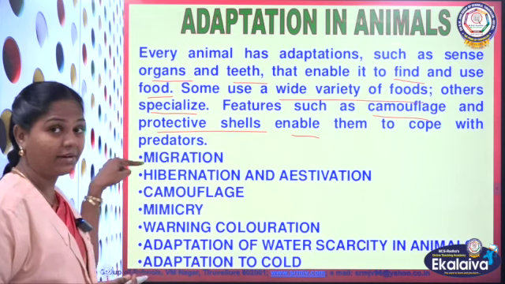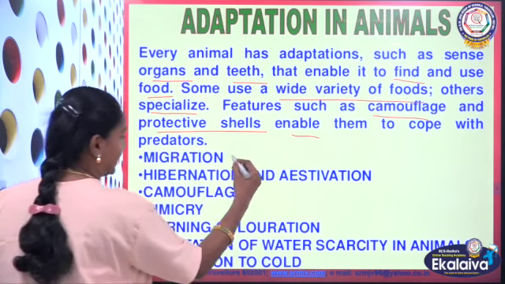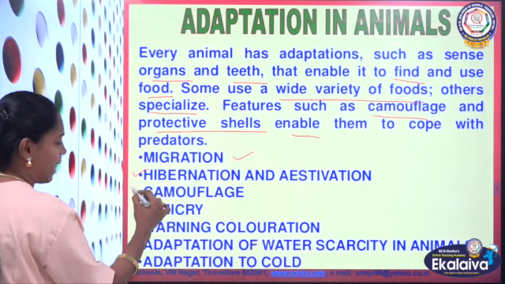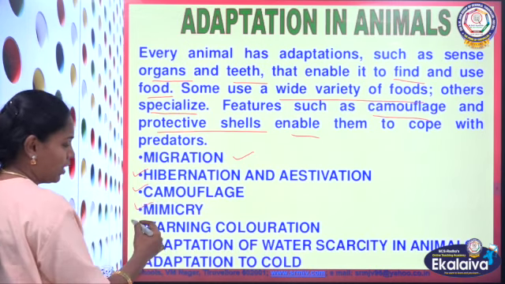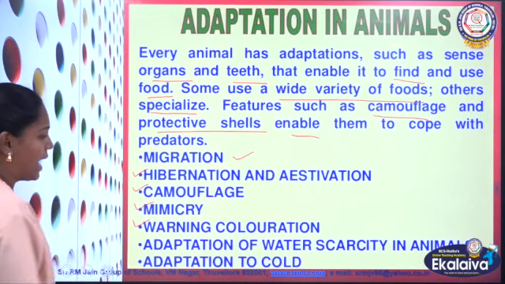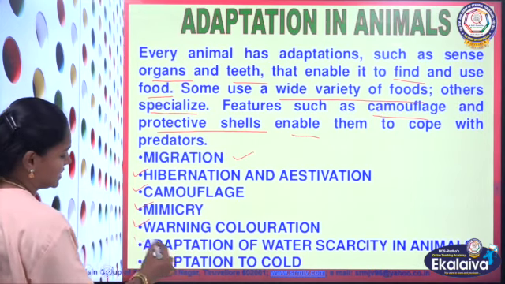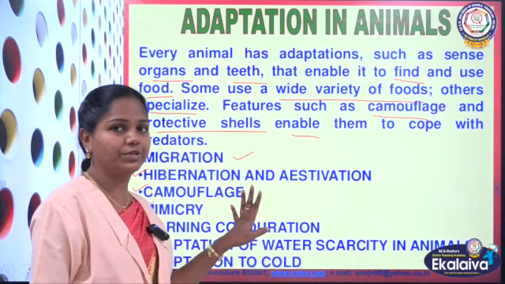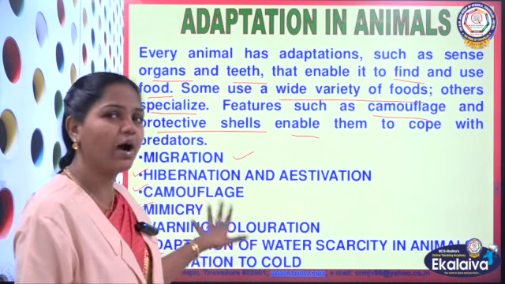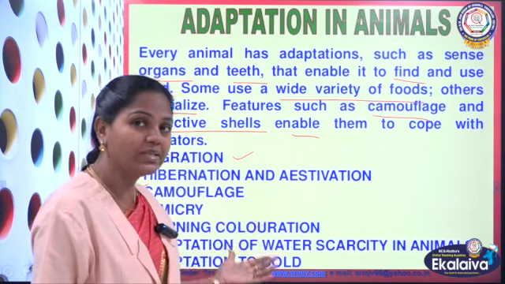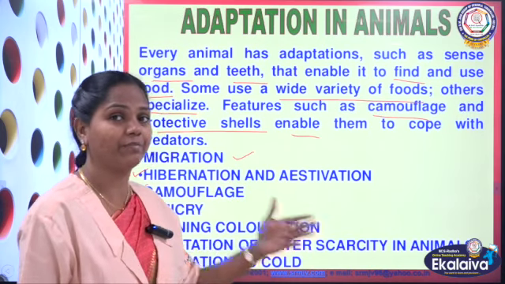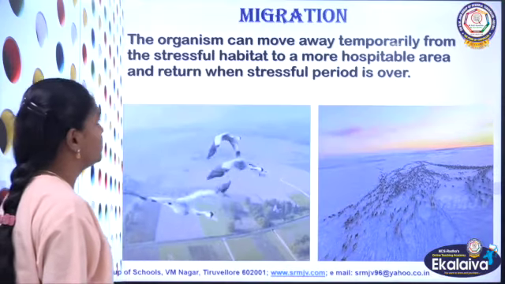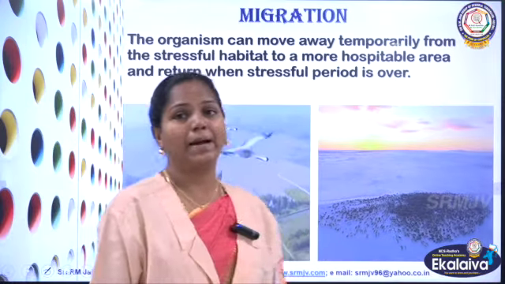Under that we are going to see migration, hibernation and aestivation, camouflage, mimicry, warning coloration, adaptation to water scarcity in animals, and adaptation to cold. We are going to discuss all these things and how animals use these mechanisms to escape from the changes in their habitat. First, we are going to discuss migration.